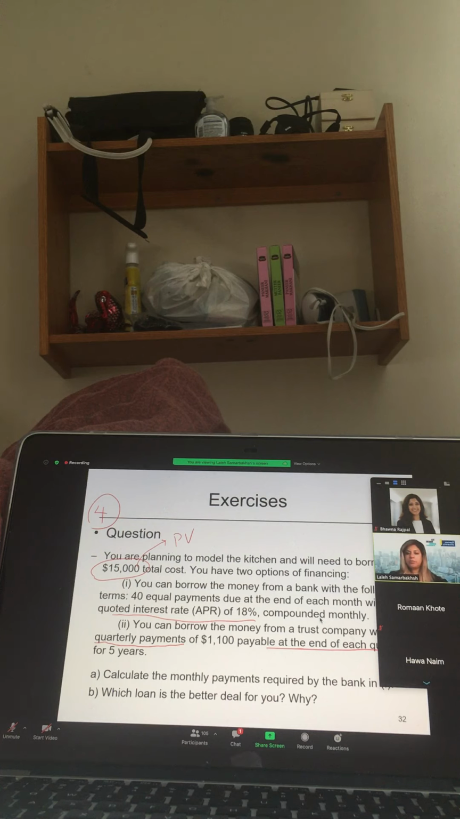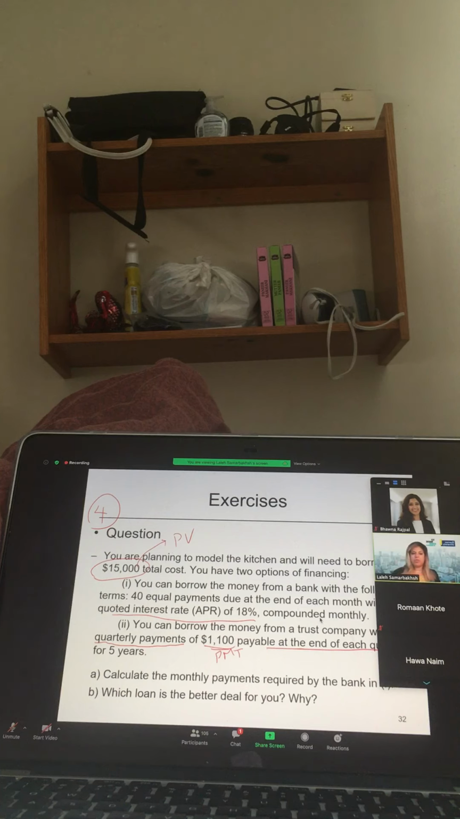Now, here are the two scenarios that we have. You calculate the monthly payments required by the bank in part 1. So part 1 has given you the rate, but didn't give you the payments. So in part 1, it's an annuity. Find the payment for me. In part 2, it gives you the payment. So 1,100 is the payment, but it hasn't given you the rate. So find the rate for me, I over Y. And then once you did that for part 1 and part 2, the question says which loan is better.